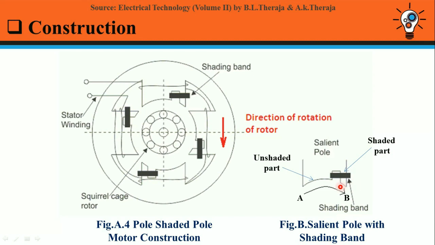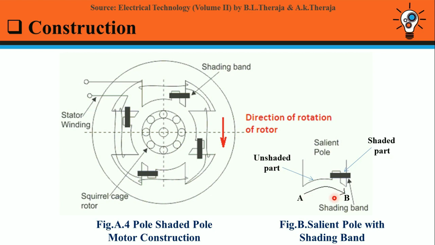Around the small part of the pole is placed a short-circuited copper coil known as shading band. This part of the pole is known as shaded part and the other part is known as unshaded part. When an alternating current is passed through the field winding surrounding the whole pole, the axis of the pole shifts from unshaded part towards the shaded part, that is from point A towards point B.